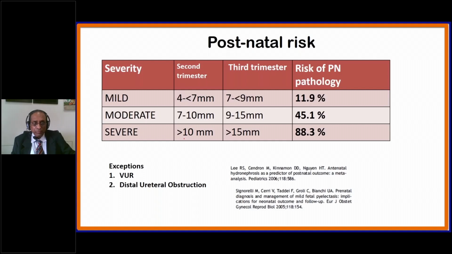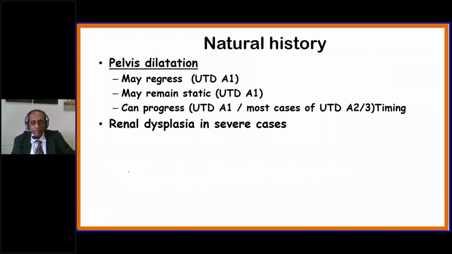When the severity is mild, which is A1, the risk of postnatal pathology is only 11.9%, whereas if it is A2 or A3, then the risk for postnatal pathology is 88.3%. So many of these patients would require surgical intervention and need to be followed up.